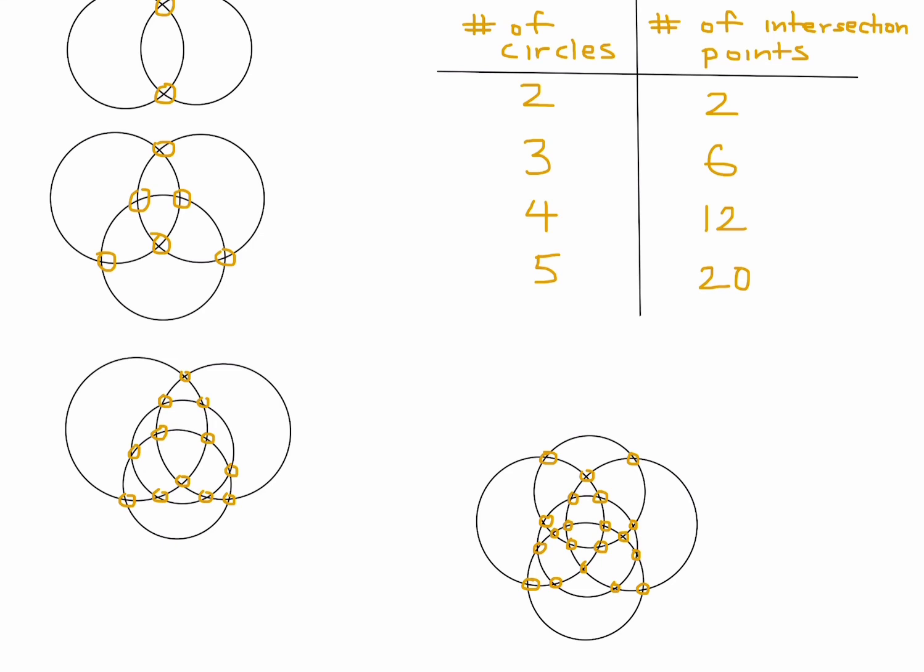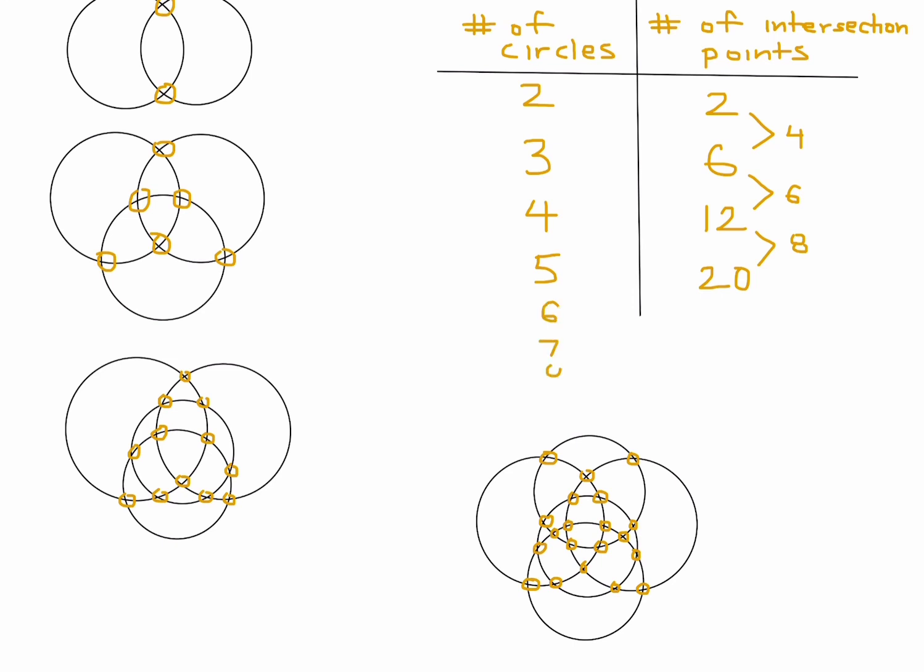I think I can figure this out. So between 2 and 6, the difference is 4. Between 6 and 12, the difference is 6. Between 12 and 20, the difference is 8. So, do you see a pattern here? I do. The difference goes up by 2 each time. So that means for the other ones, I think I can squeeze it in.